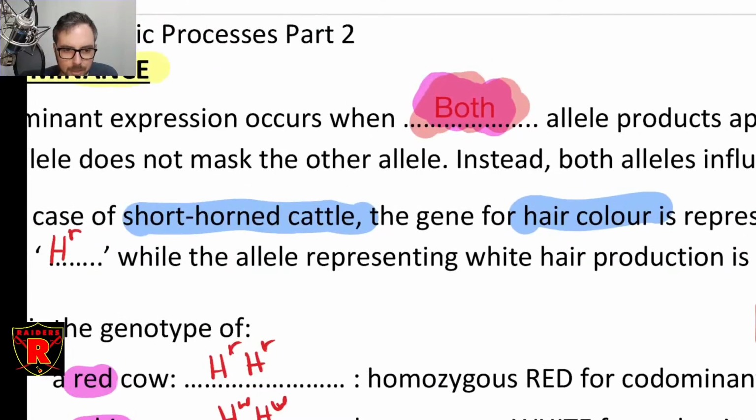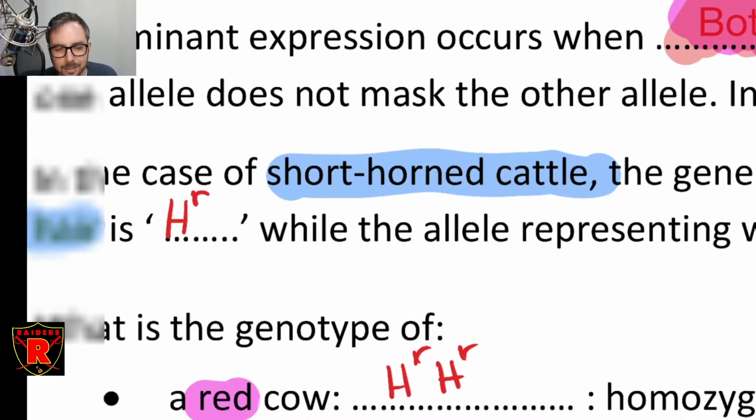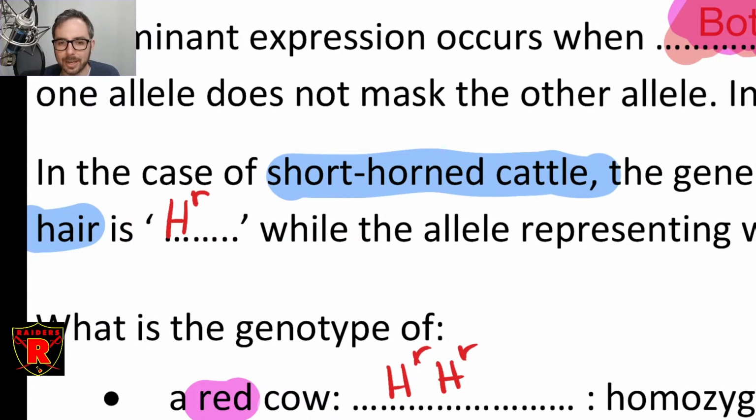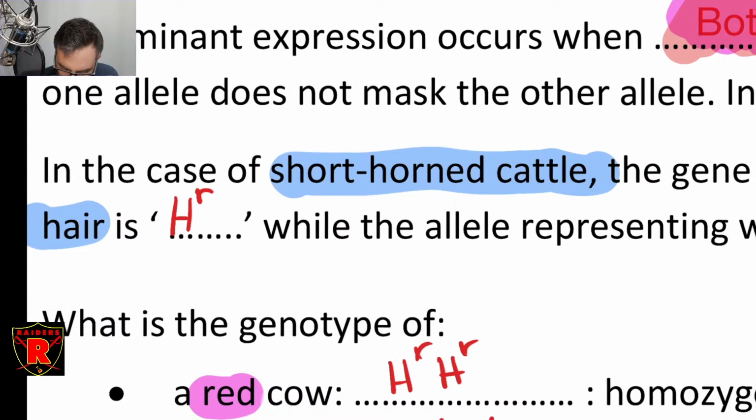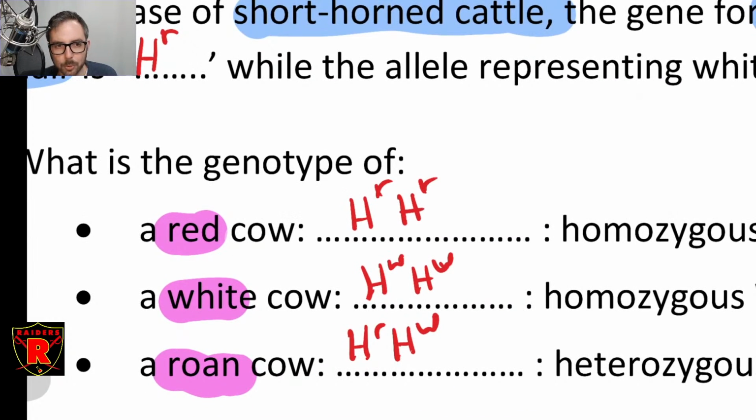So you can be a red cow, and this is real, by the way. This is an actual trait in cows. So H little r, H little r is a red cow. That's if you're homozygous red. Or you could be a white cow. H little w, H little w is a white cow. Or if you're the hybrid cow, you're something which is called roan. Roan is when you have some white hairs and you have some red hairs.